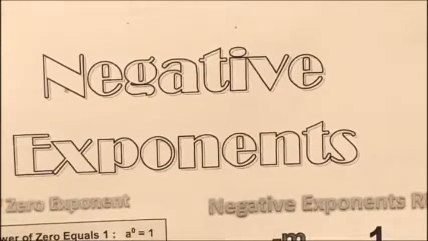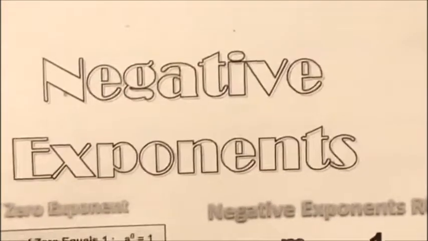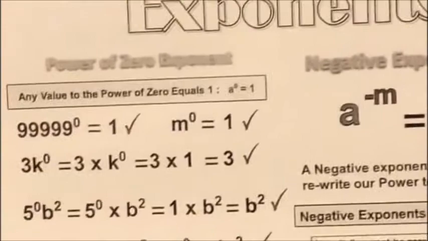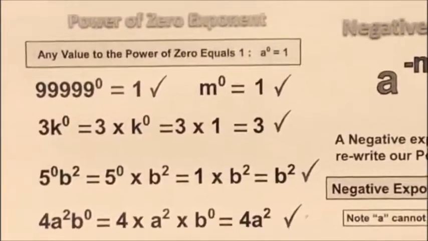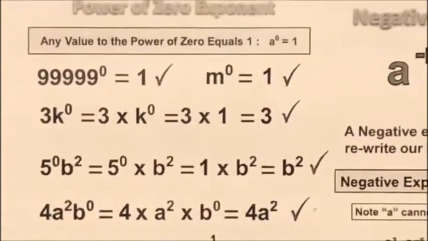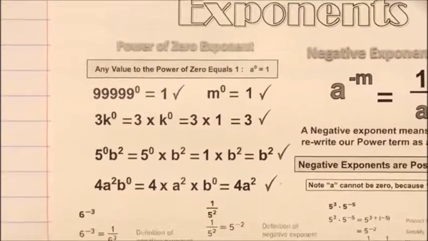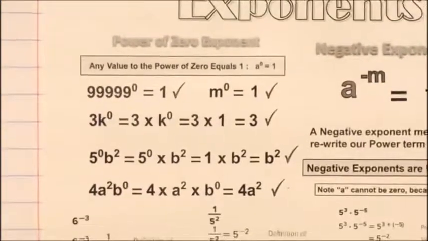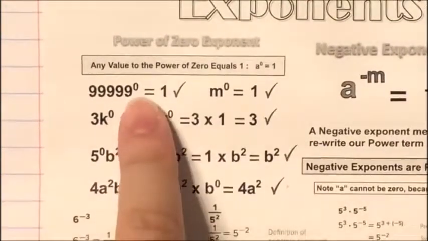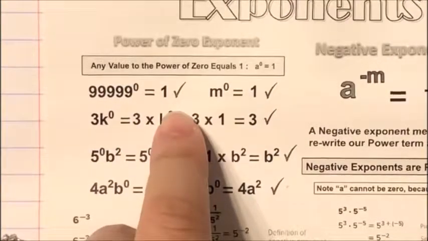All right, so this is Chapter 1, Lesson 5, Negative Exponents. We're going to talk about negative exponents. The first thing I'm going to look at is the power of 0 exponent. With powers that are 0, anything raised to the 0 power equals 1.